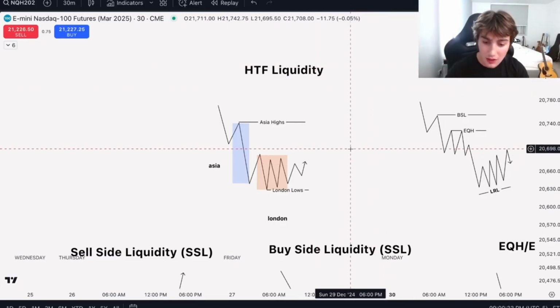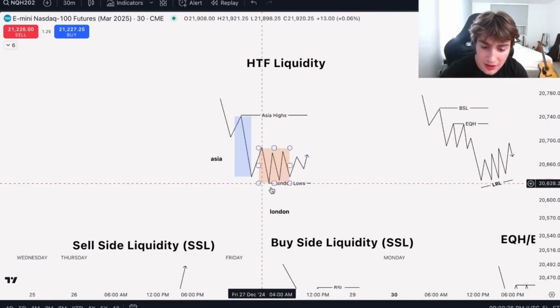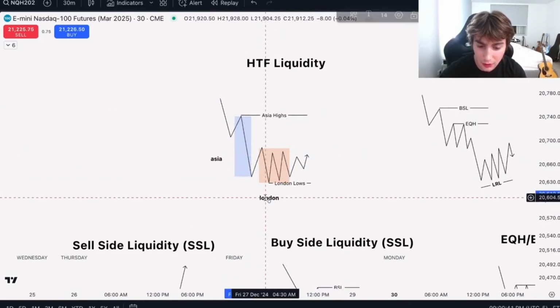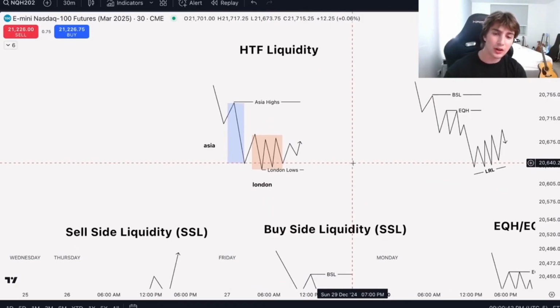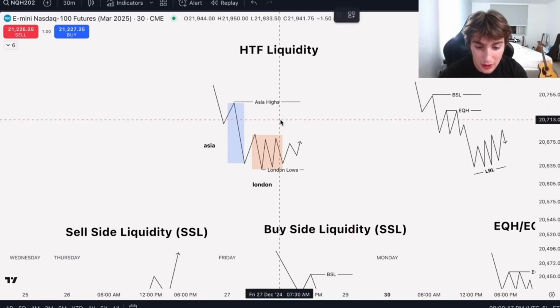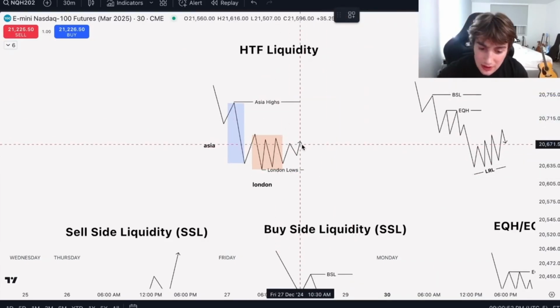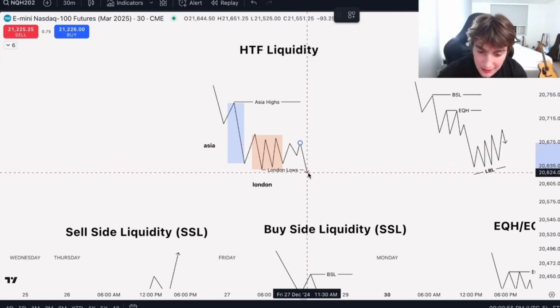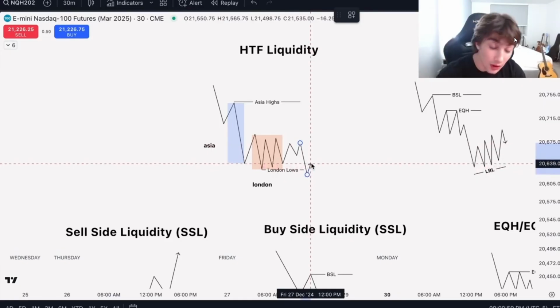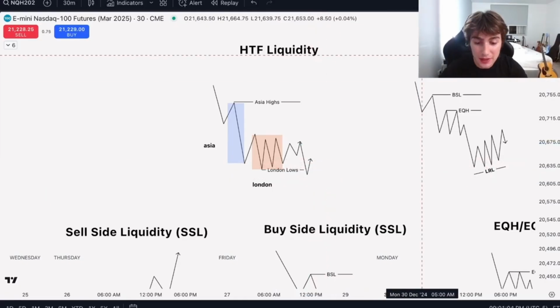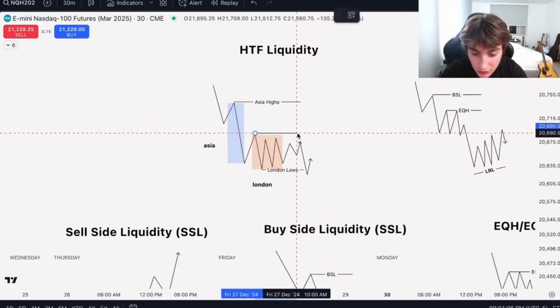Obviously right here you can see I've marked out Asia highs. I have London session here, so we have Asia session in blue, London session in orange. The reason I'm drawing this out is, let's say price looks like this, going into the morning. We're about to go into New York session, and New York session opens, comes down and sweeps London lows, and after sweeping London lows, we start getting a reaction. Cool.